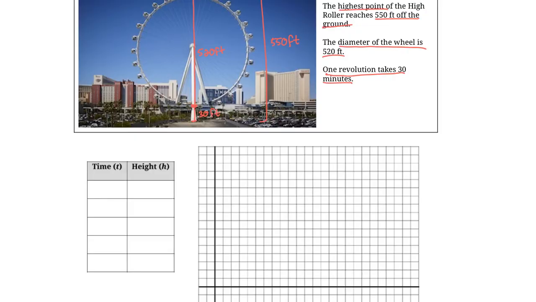So we're going to use all that information to sketch our graph of the height of the High Roller, but let's organize the information in our table of values. At the beginning of this ride, the time is 0 minutes, but our height is not 0, because at the bottom of this wheel we're not at 0 feet from the ground, we're actually at 30 feet from the ground. This part might be a couple levels or steps above the ground. So at the bottom, we're at 30 feet.